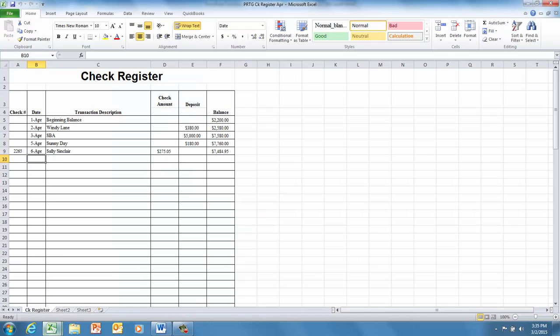So once again, we go to the check register, we put in the date, April 3rd. Who did we receive the money from? The SBA, the Small Business Administration. And how much? That was $5,000. Since it's in the deposit section, I'm going to take my previous balance of $2,580 and add the $5,000, and so now I have $7,580.